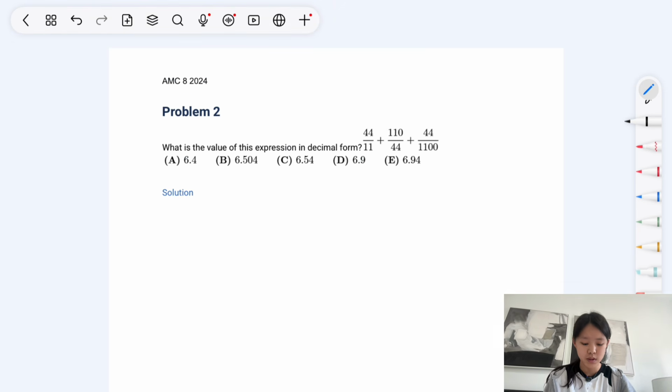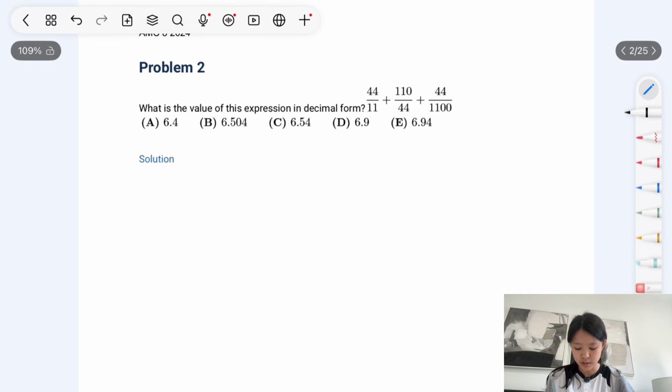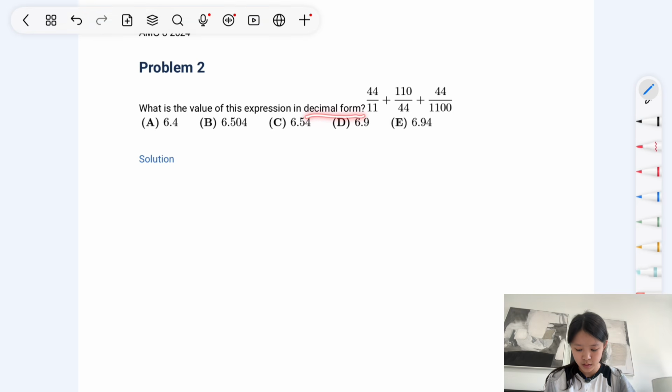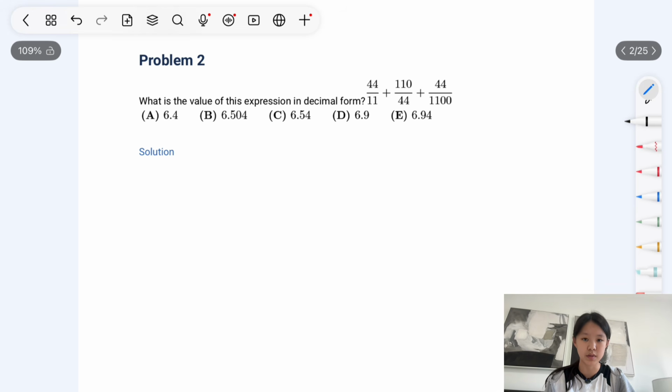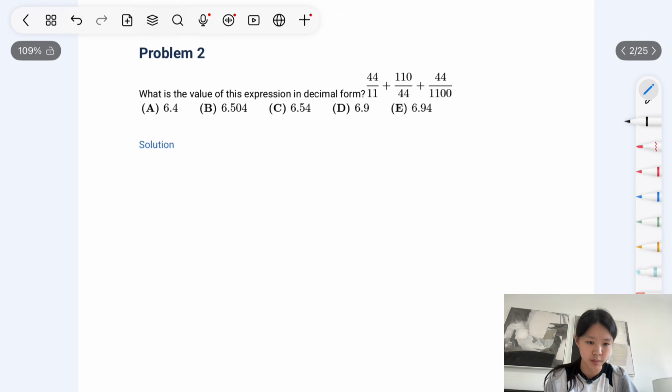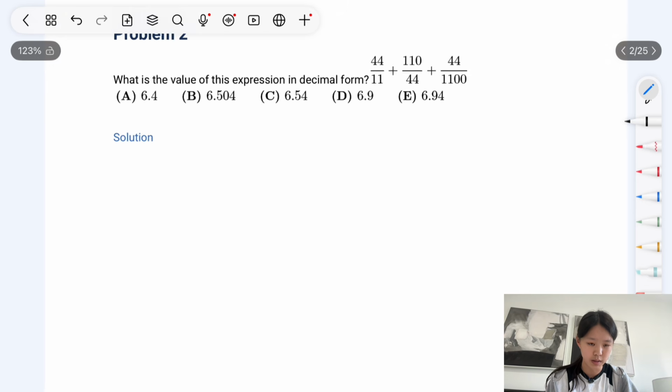Question 2. What is the value of this expression in decimal form? So it gives us this very complicated fraction addition problem, and because this is only problem 2, we know that the numbers should be relatively simple, so we're confident that if we calculate this by normal fraction addition patterns, it should come out to a number that isn't too hard to calculate. So we can go ahead and do that.